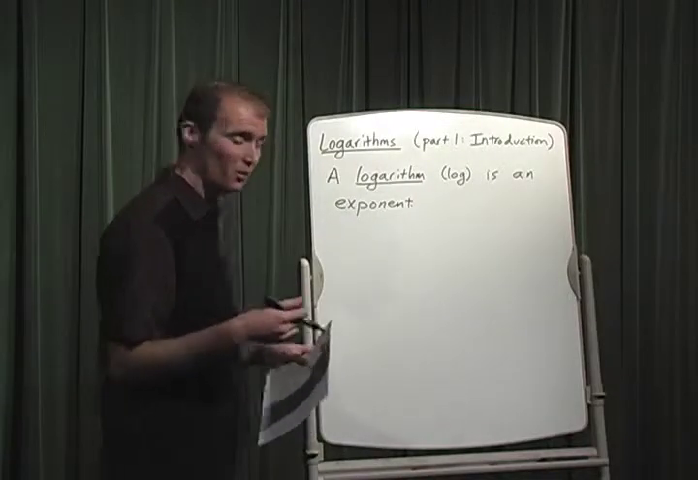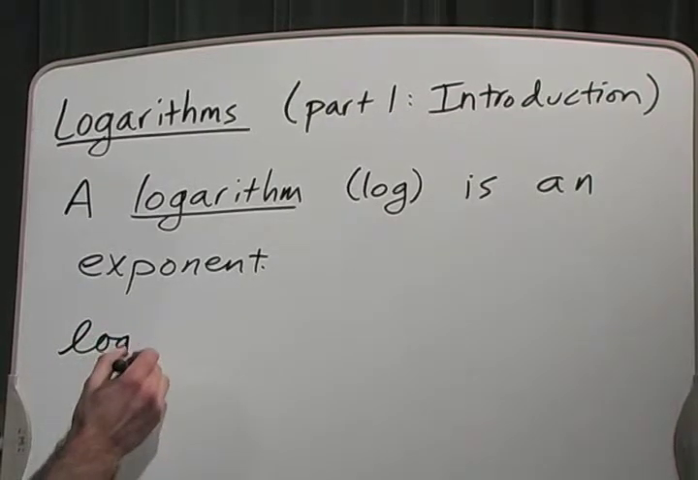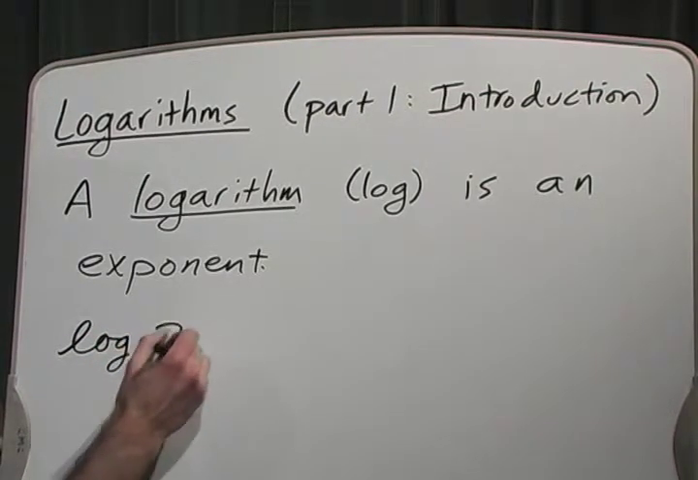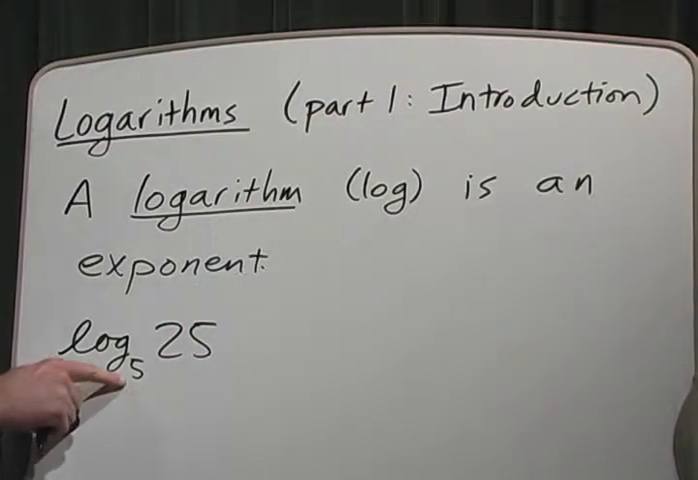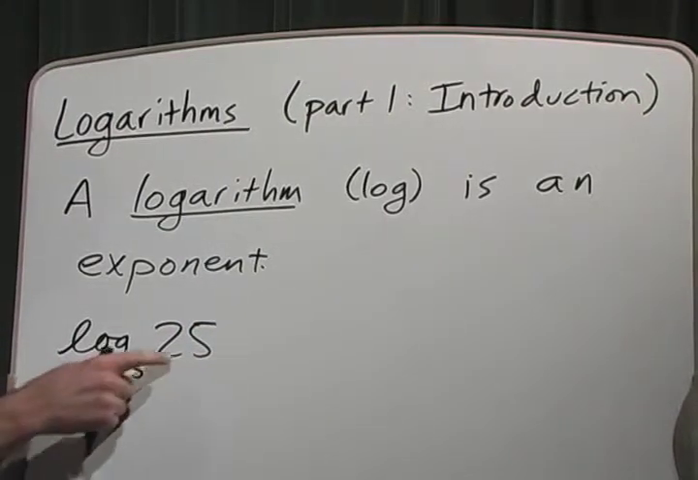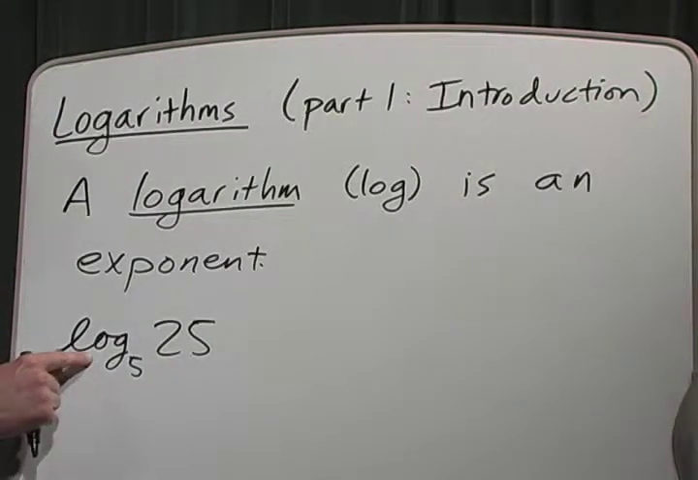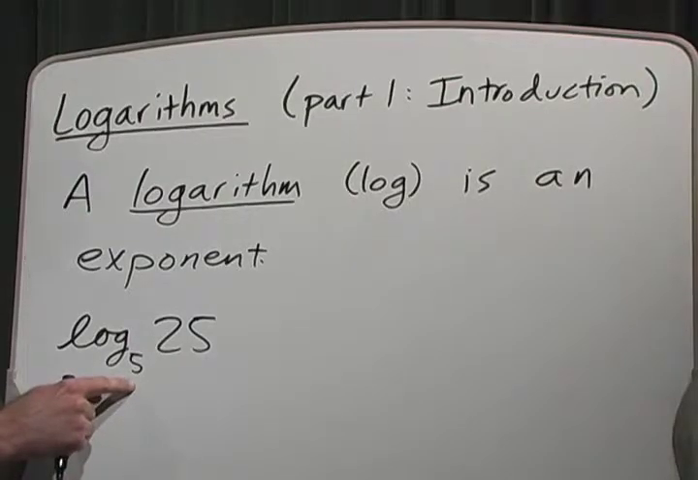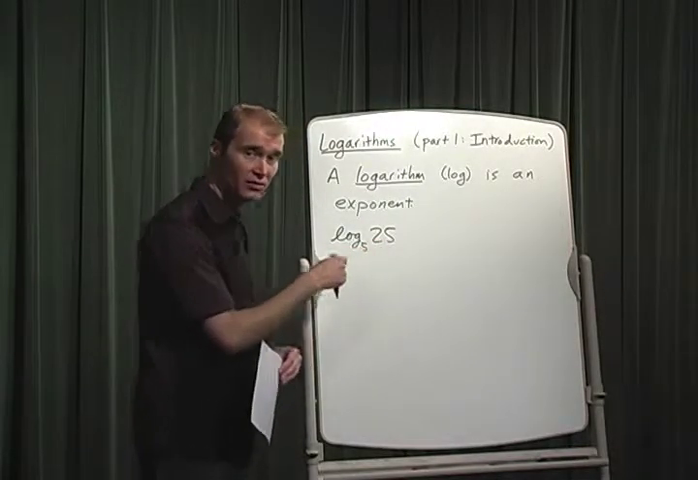Here's the way that we write logarithms. Log base 5 of 25. Now notice how the 5 is a lot smaller and lower than the 25. The way we pronounce it is log base 5 of 25.